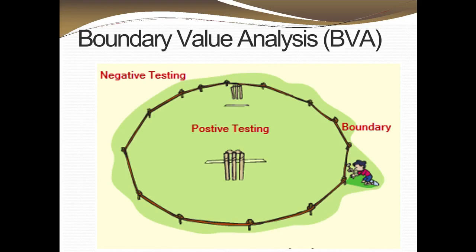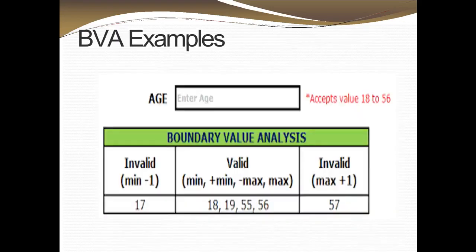So test cases are going to be designed to cover both the valid and the invalid partitioning. It is also applicable to all the levels of testing, like unit, integration and system. Now we are going to see the example of the BVA.